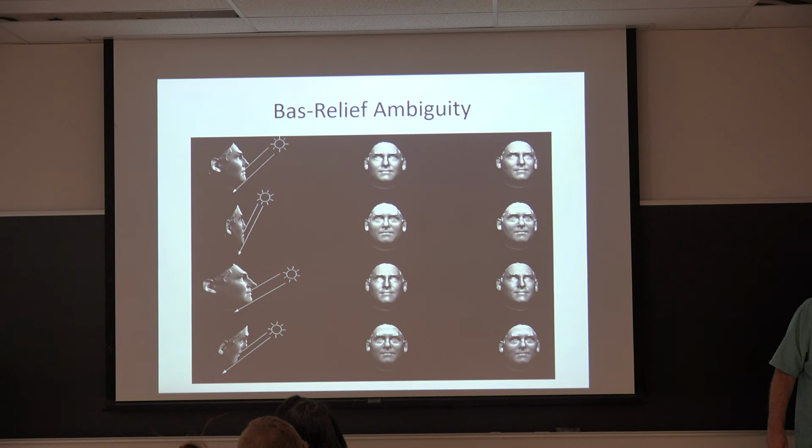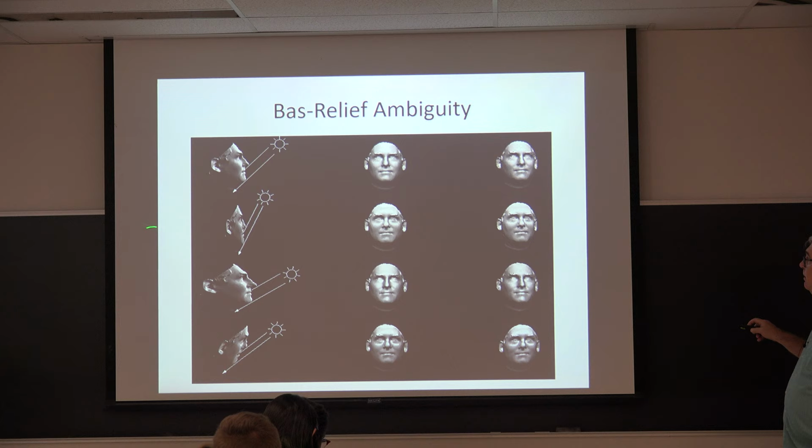So here's an example of this. Here we have a normal face illuminated like so. Here we have a squashed face where the light and the face have been squashed together. Here we have a stretched out face. Here we have a sheared face. And this is what they look like. They all look the same.